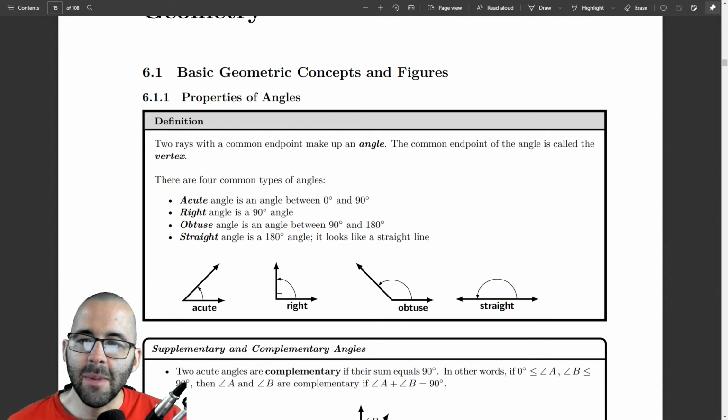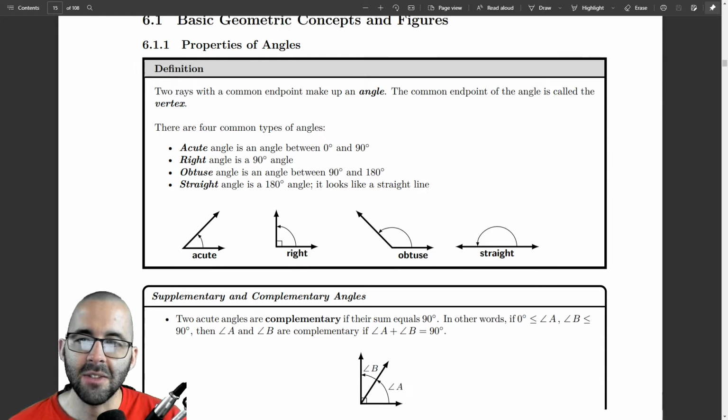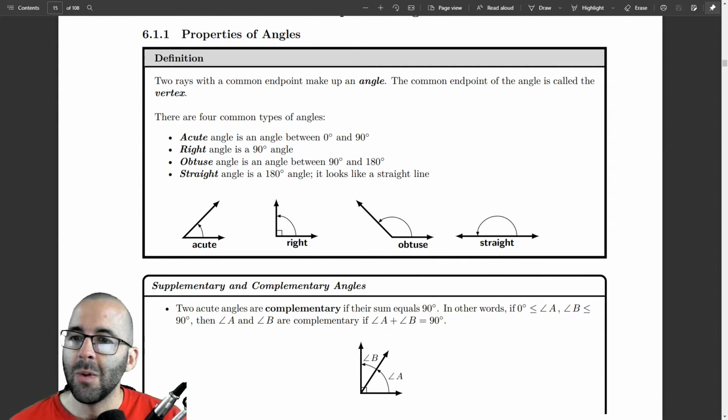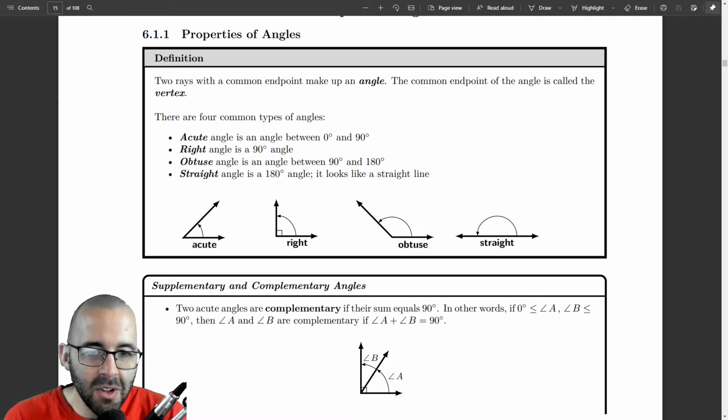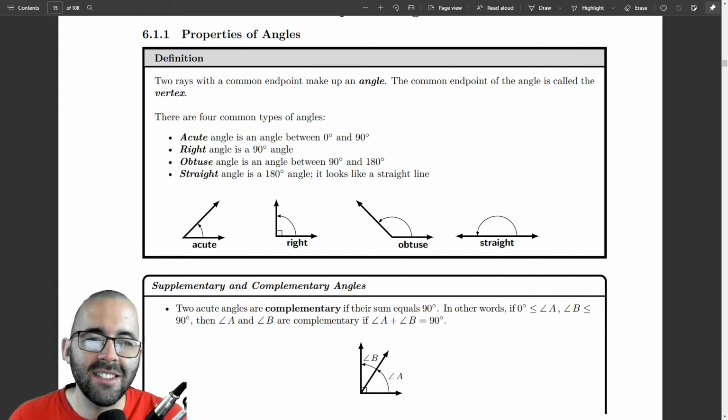So we're going to start by talking about different types of angles. You may have seen them before. We got acute angles, which means less than 90 degrees. A right angle is exactly 90 degrees. An obtuse angle is more than 90 degrees. And then we can have a straight angle, which is exactly flat, 180 degrees.